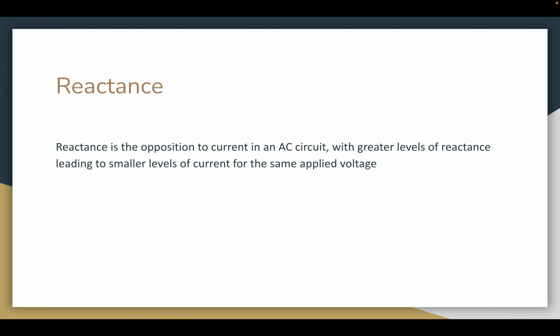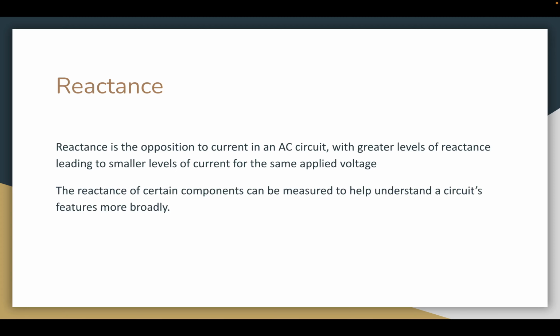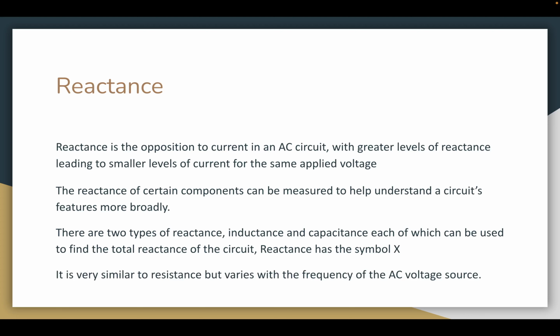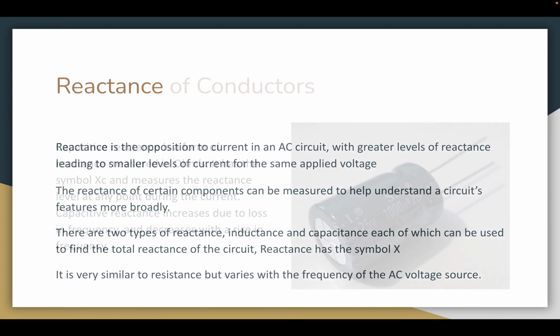Reactance is the opposition to current in an AC circuit, with greater levels of reactance leading to smaller levels of current for the same applied voltage. The reactance of certain components can be measured to help understand a circuit's features more broadly. There are two types, inductive and capacitive, each represented by the symbol X. It is very similar to resistance, but varies with the frequency of an AC voltage source. Therefore, it can only be used with AC circuits.